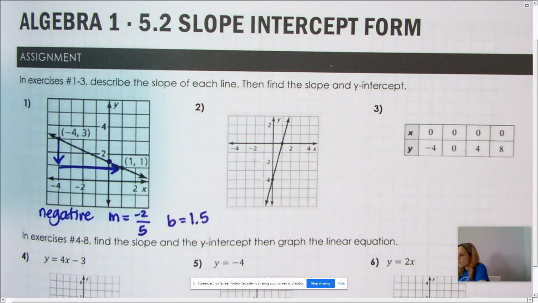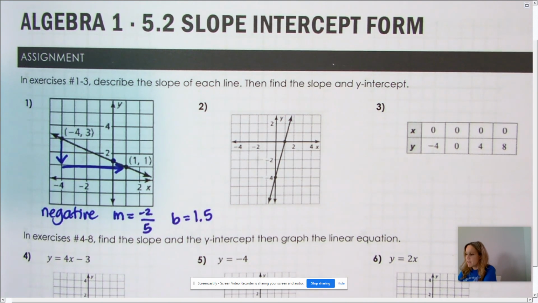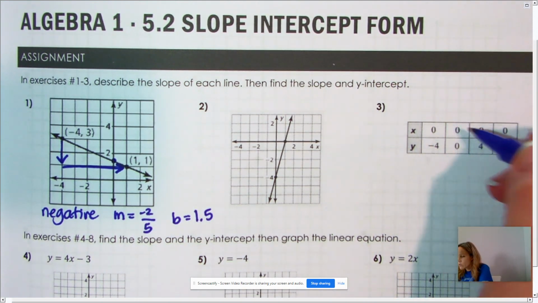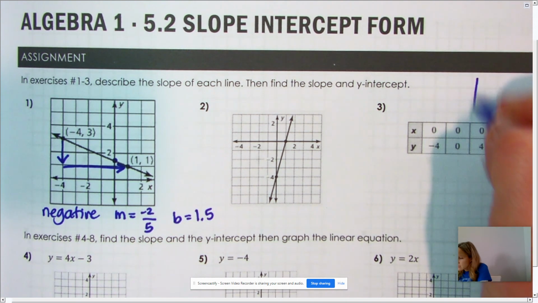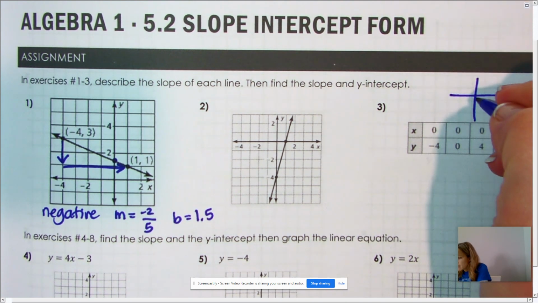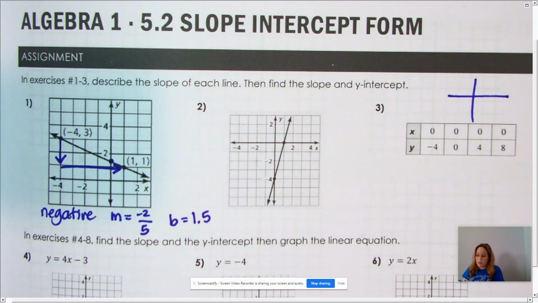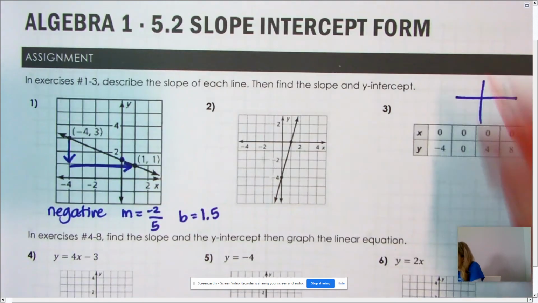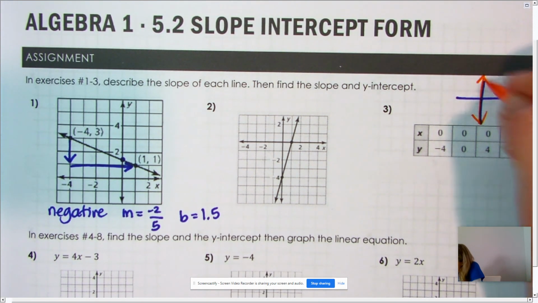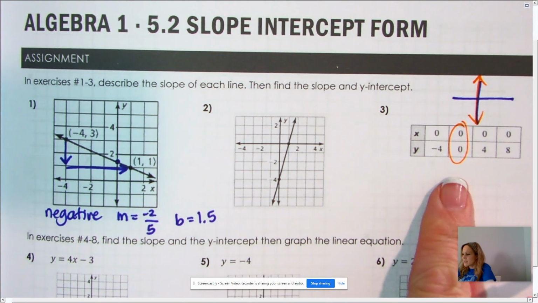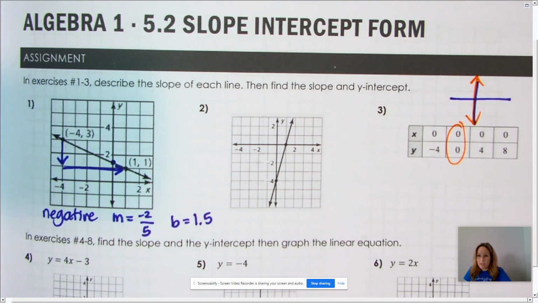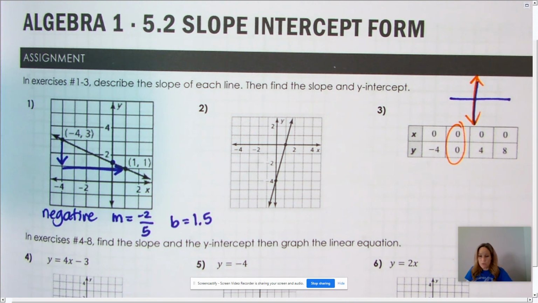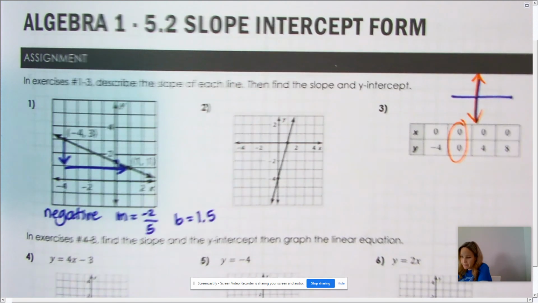Okay. Question number 3. If x is always equal to 0, let's think about what that looks like. X always equals 0. So this one's kind of weird because it says that the y-intercept is 0, but every single point is 0. This one's kind of weird. Okay, so this slope would be undefined.